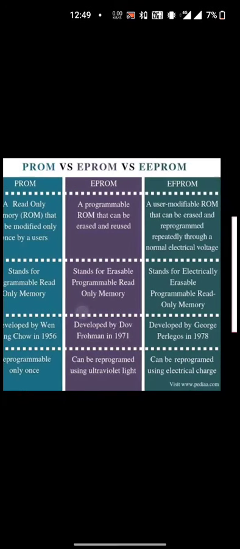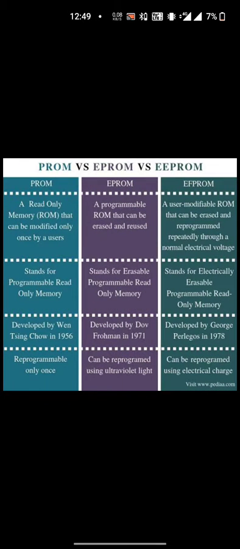ROM is further classified into 4 types, that is MROM, PROM, EPROM, double EPROM. Guys, the full form of MROM is mask ROM. The full form of PROM is programmable read-only memory. EPROM, erasable programmable read-only memory. Double EPROM, electrically erasable programmable read-only memory. So guys, now we will discuss each of them one by one.